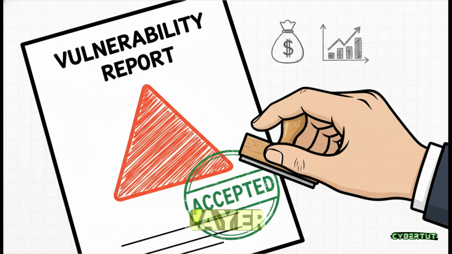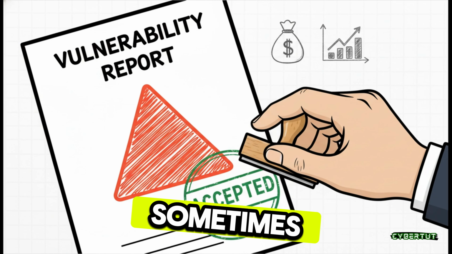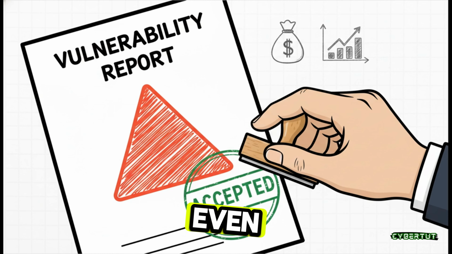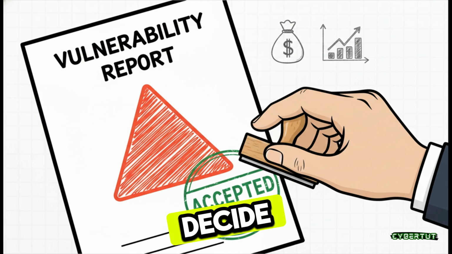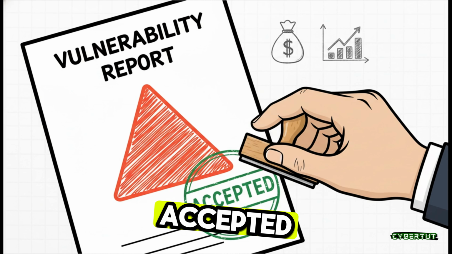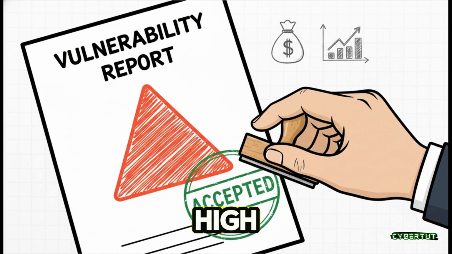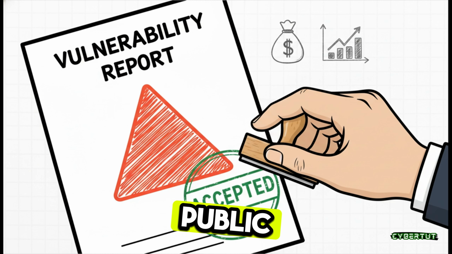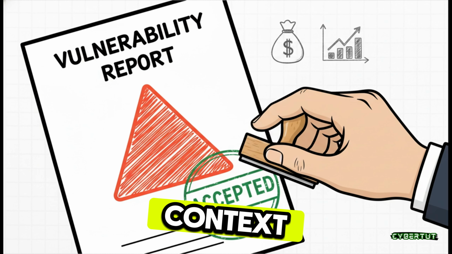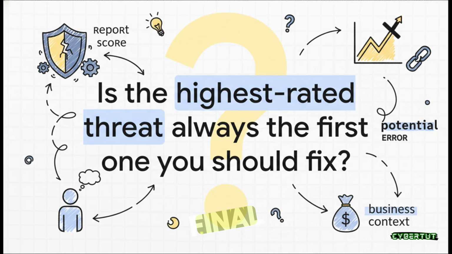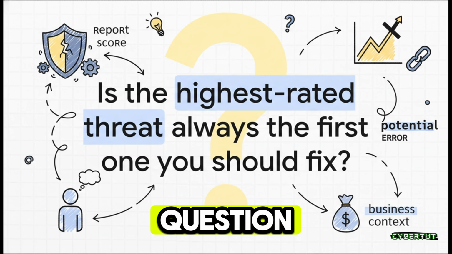And then there's another layer to this whole thing. Sometimes a business will know about a vulnerability, even one with a high score, and they'll decide not to fix it. It's called an accepted risk. For example, a high-risk bug on a test server with no real data might be less important to fix than a medium-risk bug on the company's main public-facing website. It's all about context. Which brings us to our final, and maybe most important question.